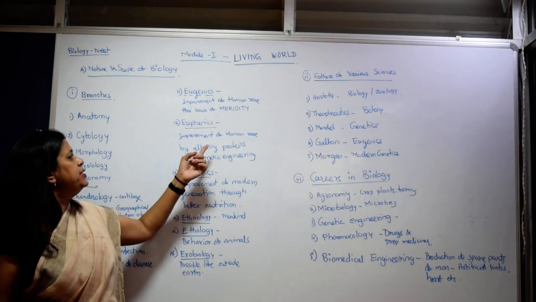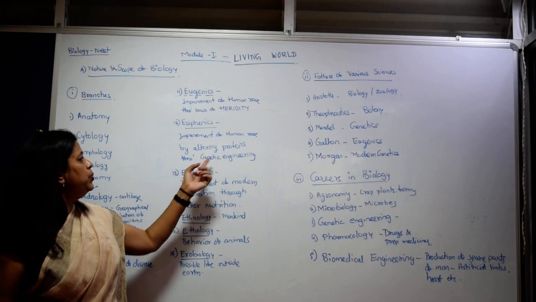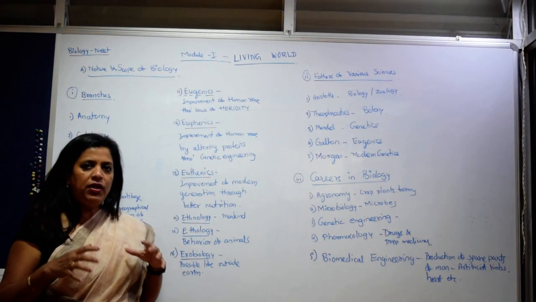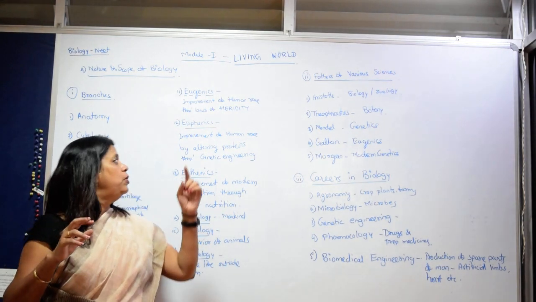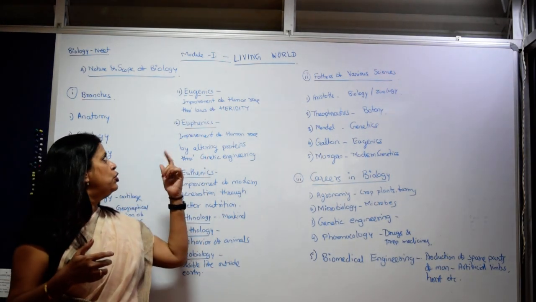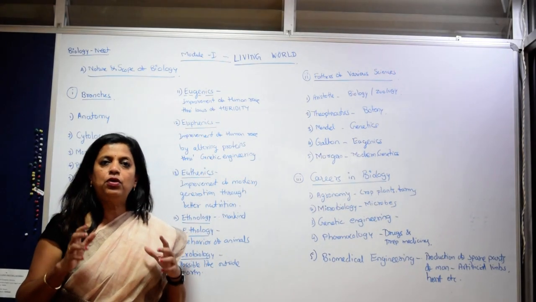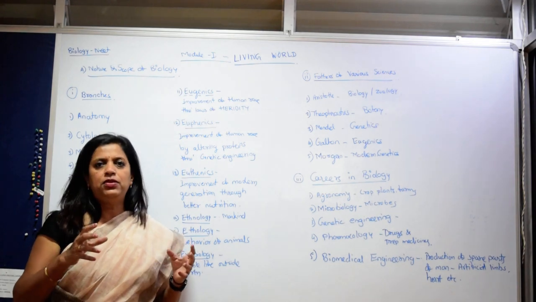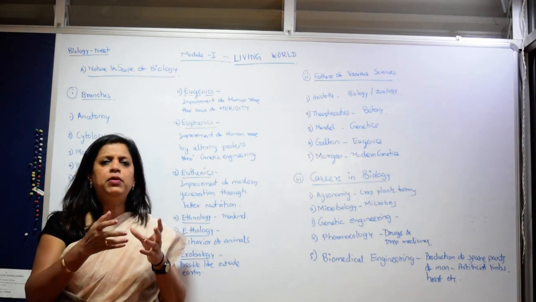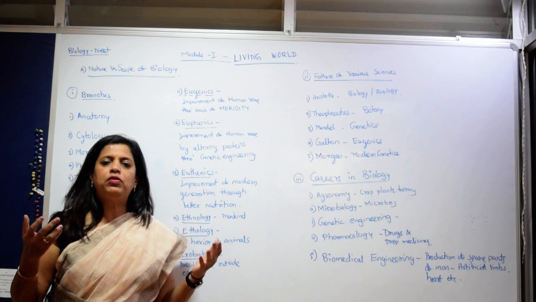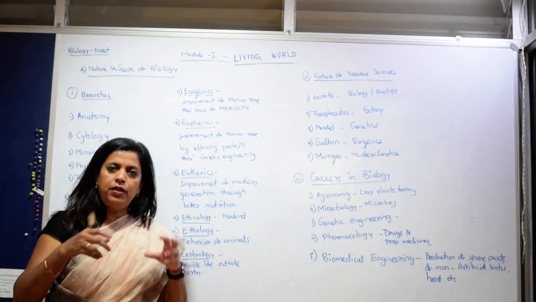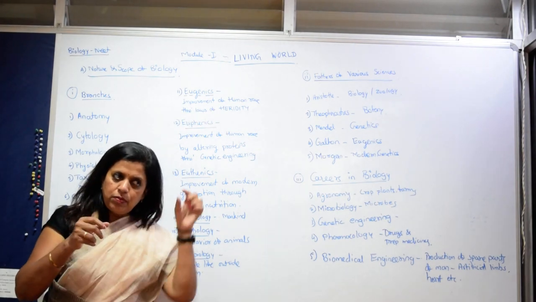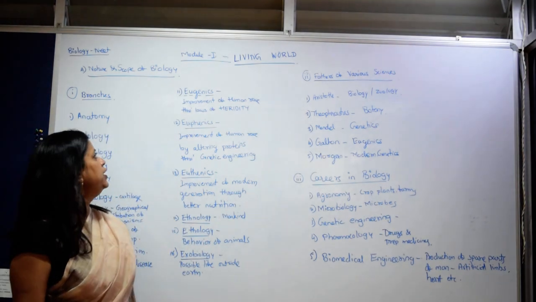Then comes euphenics. It is the improvement of the human race by altering proteins through genetic engineering. This is an advanced thing, because earlier we were restricted only to hereditary characters. Now we can modify that. Through genetic engineering, suppose there is sickle cell anemia, and the next generation should get rid of that. Then you trace the gene involved in that, cut and remove it, and put the right one.